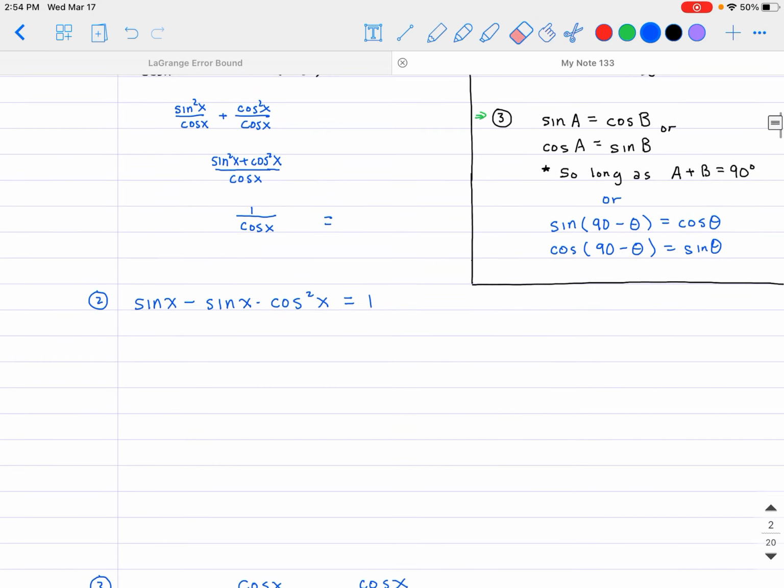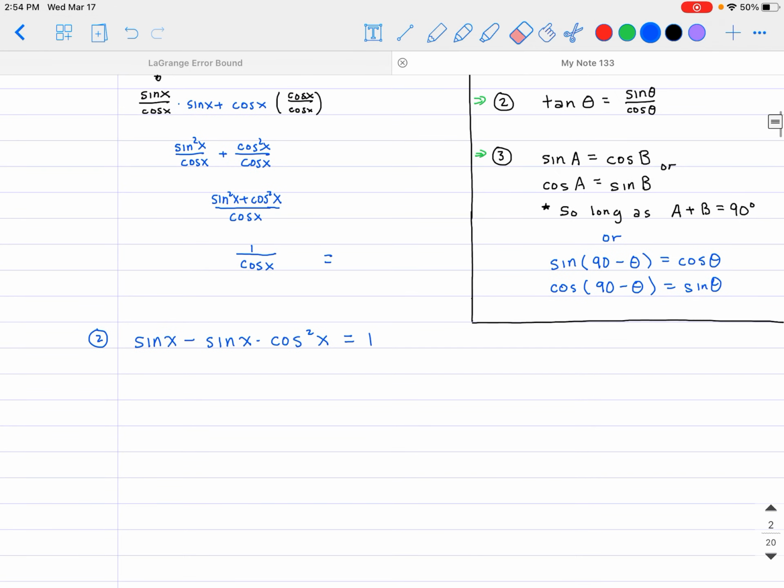Okay, so let's now go to the middle one right here. So here we have sine of x minus sine of x times cosine squared of x is equal to 1. Again, in this case, I'm going to go ahead and choose to work on the left-hand side because there are more things to play with. So let's go ahead and attack it then.